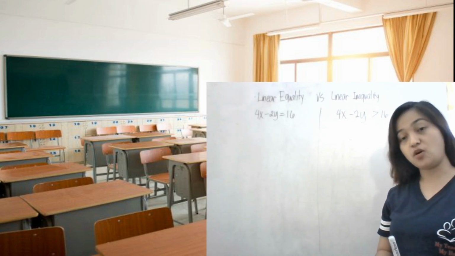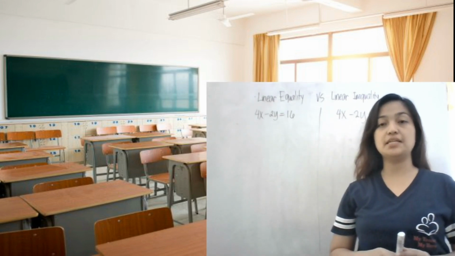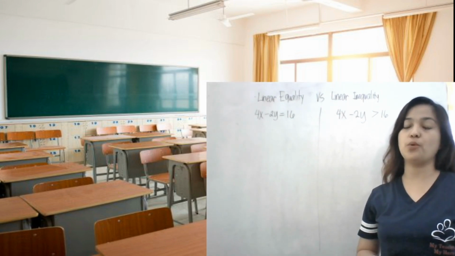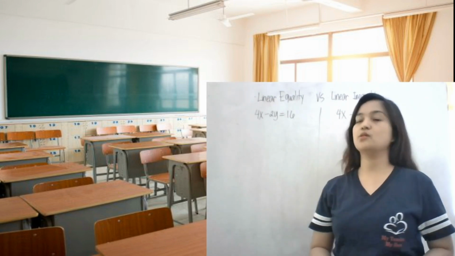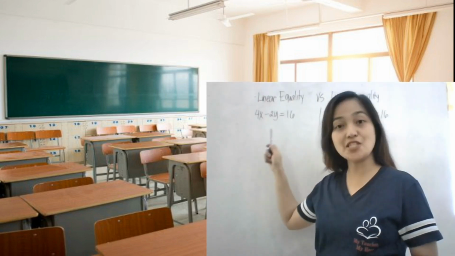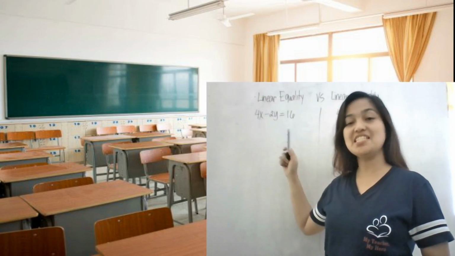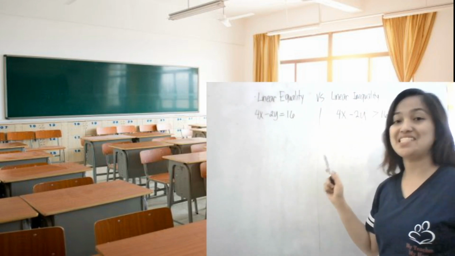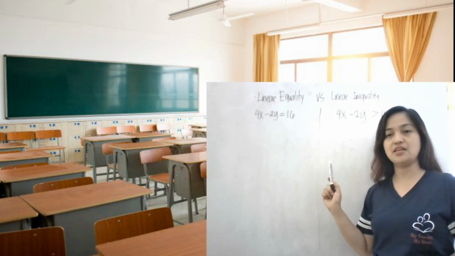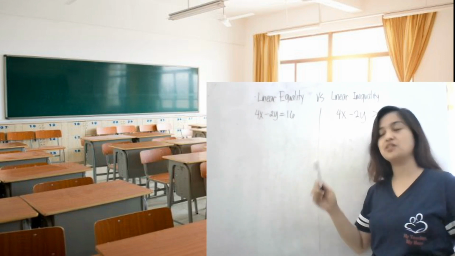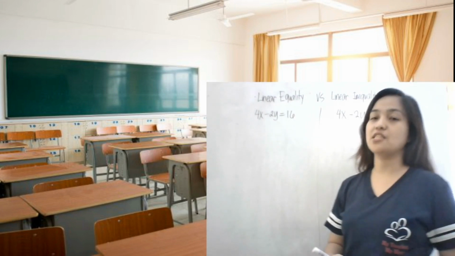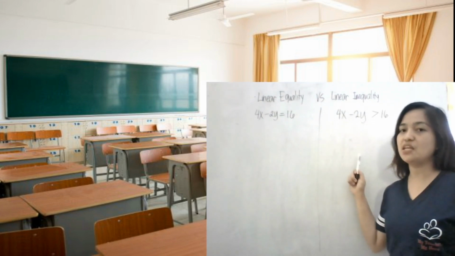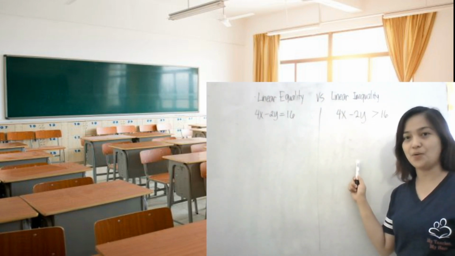So we have the effect of multiplying or dividing negative signs into an equation or inequality. In a linear equation, the sense of equality is not changed, while in a linear inequality, the sense of inequality is changed. So I will give you an example of why the sense of equality is not changed while the inequality is changed.